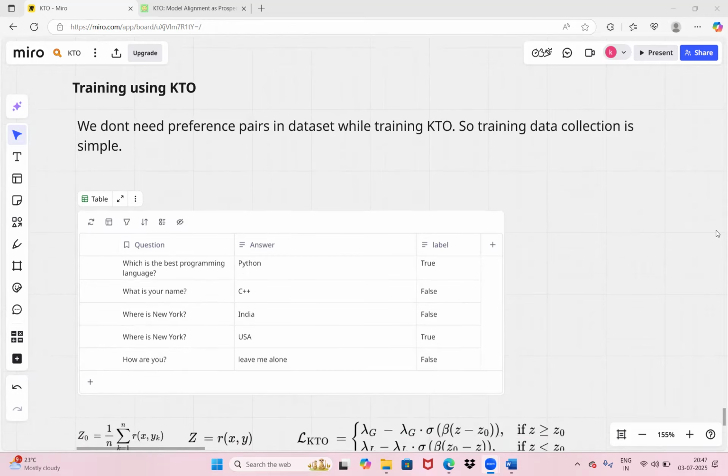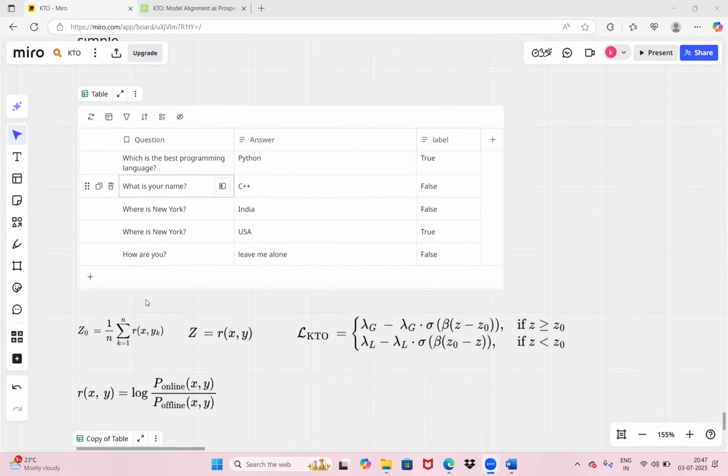For KTO optimization, the dataset contains three columns as we have seen in our last video. We have a question column, answer column, and a label column. If label equal to true, we call that question answer pair as desired question answer pair. If label is false, we call it as undesired question answer pair. So now for any desired question answer pair, I anticipate that my actual reward should be higher than my average reward. For undesired question answer pair, I anticipate that my average reward should be greater than my actual reward.